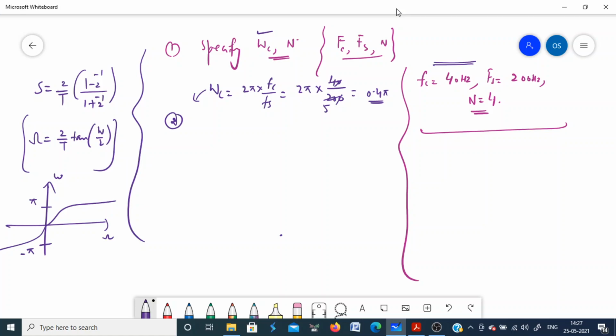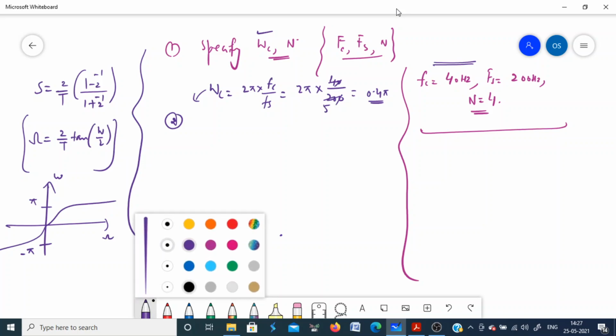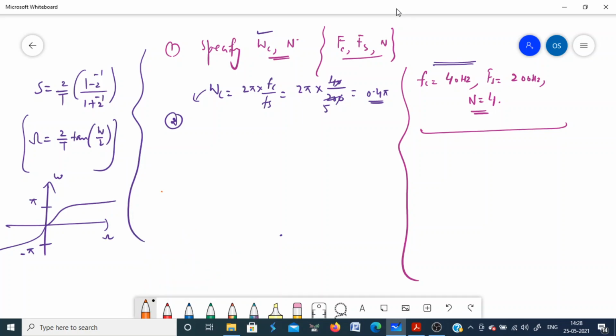So it is a nonlinear mapping basically. If your omega c is here, suppose I'm getting it at 0.4 pi, you have to map this frequency to the corresponding analog frequency using this relation. So this frequency in the digital domain will become omega c in the analog domain. So you have to compute omega c now, and from this omega c, you find the analog frequency using this relation, 2 by T tan of omega by 2.